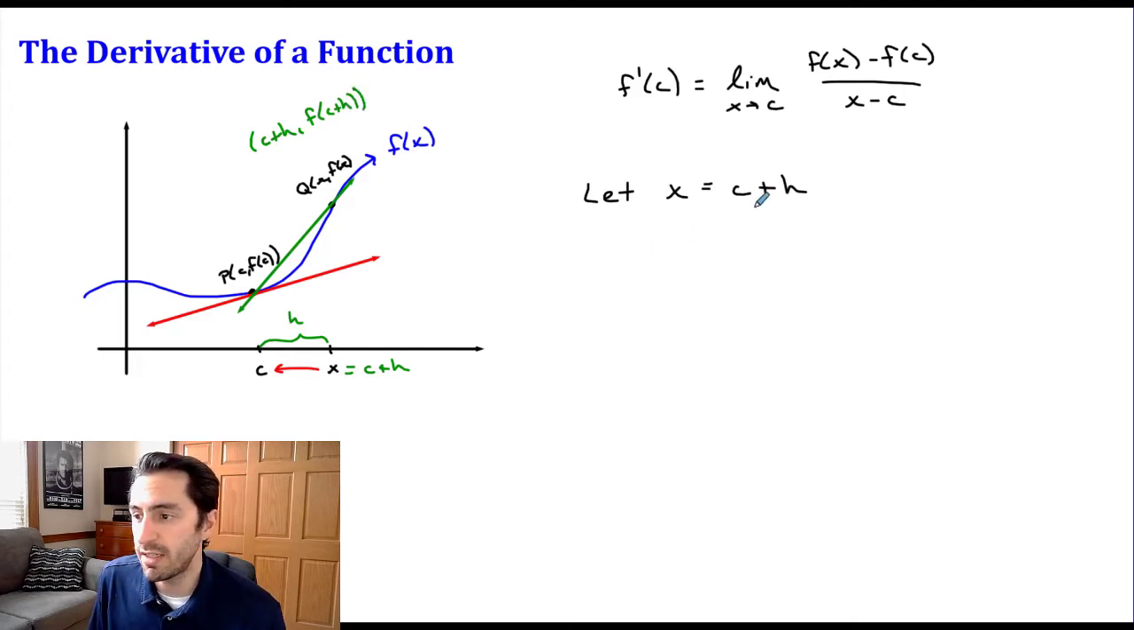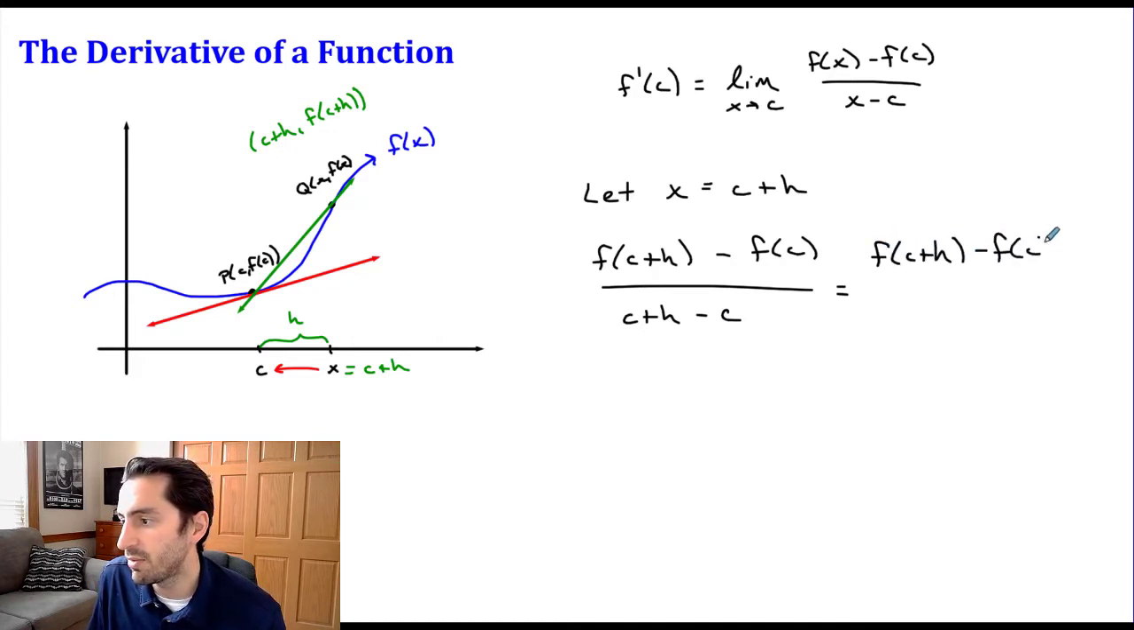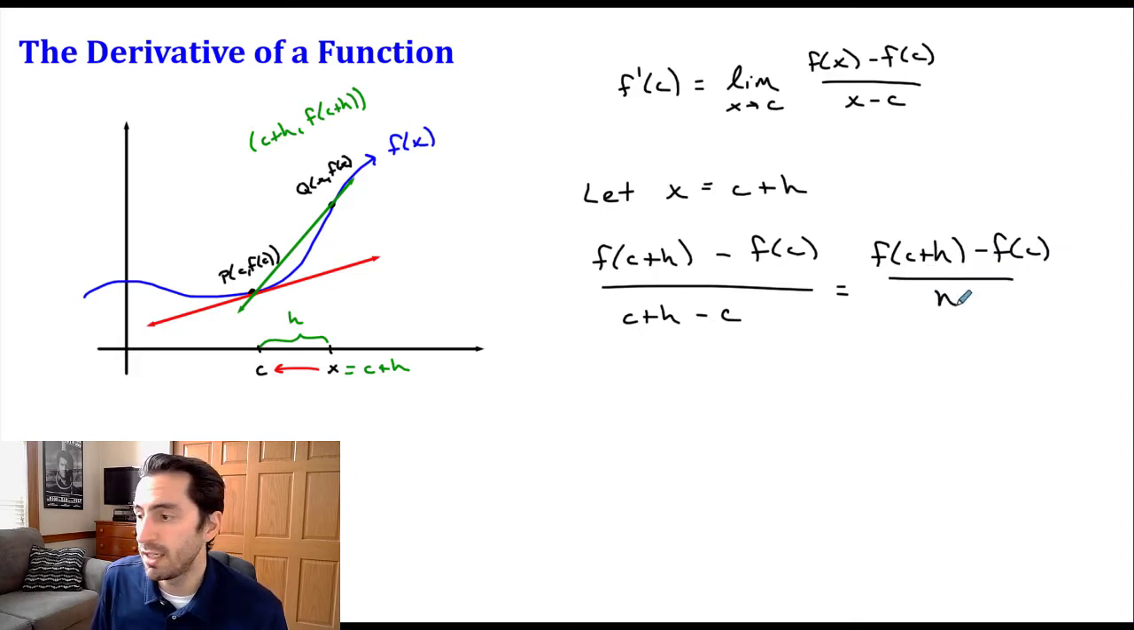Okay, so now let's take this c plus h, and let's substitute this into this expression for slope. So instead of x, we'll have f of c plus h minus f of c. And then this is going to be over, and now again, instead of x, we have c plus h and then minus c. And then simplifying, we end up with f of c plus h minus f of c, and then in the denominator, the c's cancel out, and this is just over h. And this is what we called the difference quotient.